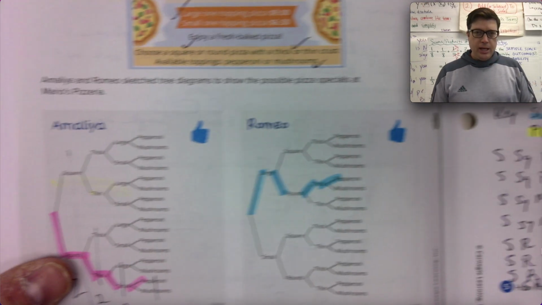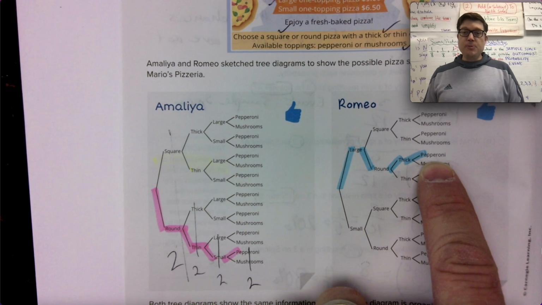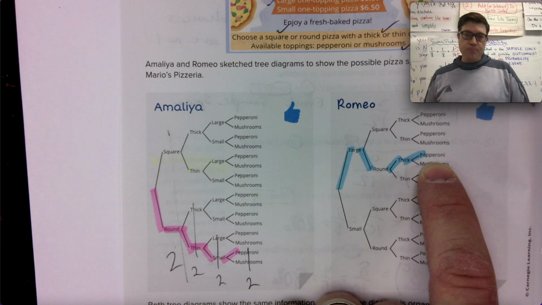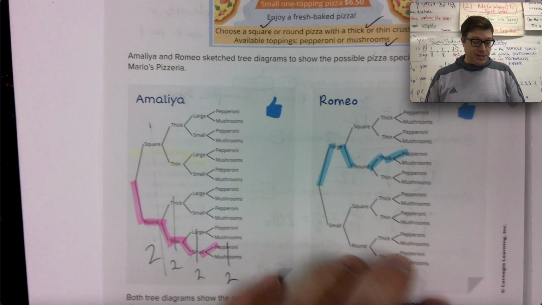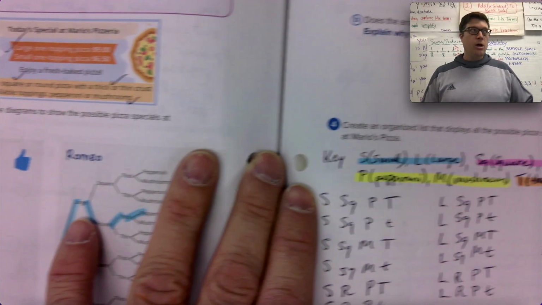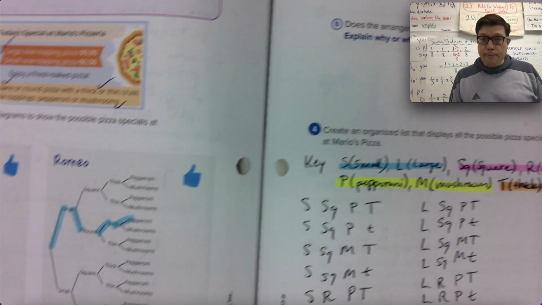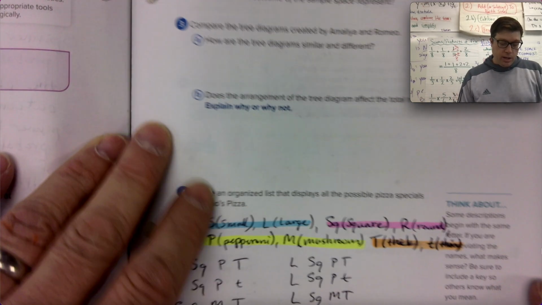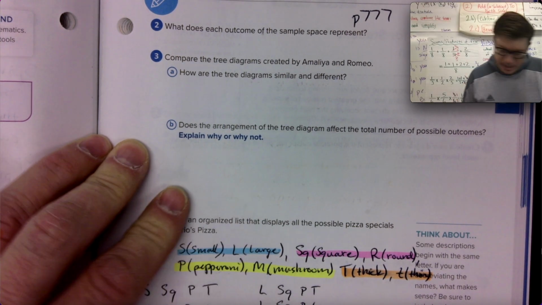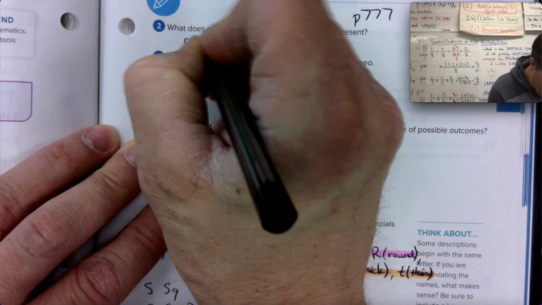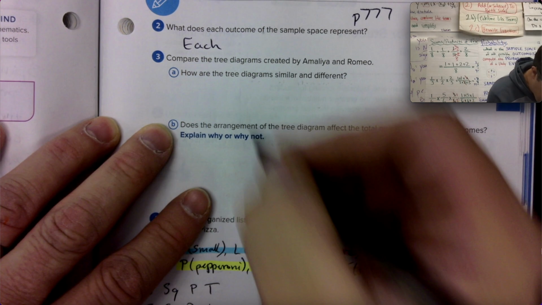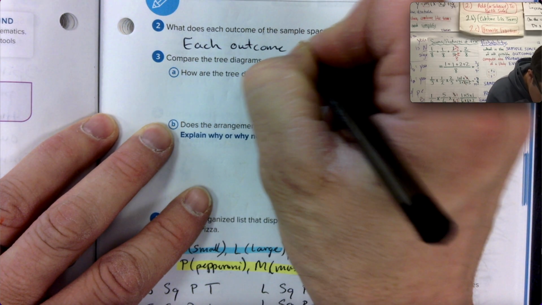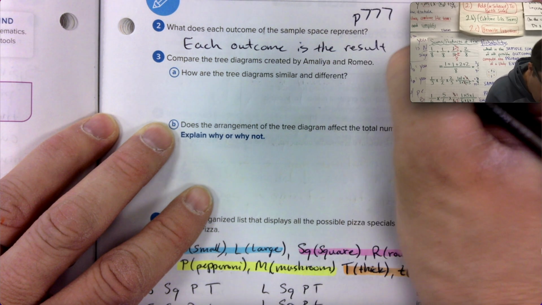Well, let's just be clear here. This is a specific path to an outcome for Romeo, where Romeo ordered a large, round, thick pepperoni pizza. And there were 16 total choices that Romeo could have arrived at in making 4 separate decisions. Each outcome of the sample space represents a specific type of decision that was made to achieve a one-topping pizza. Each outcome is the result of 4 specific decisions.